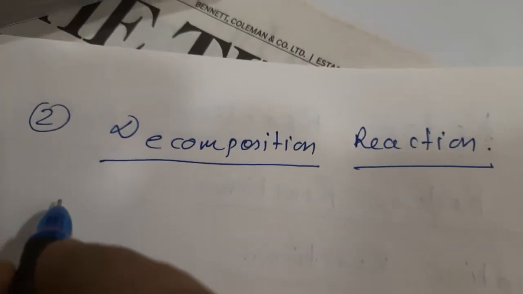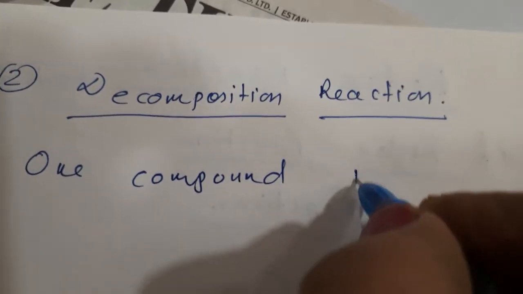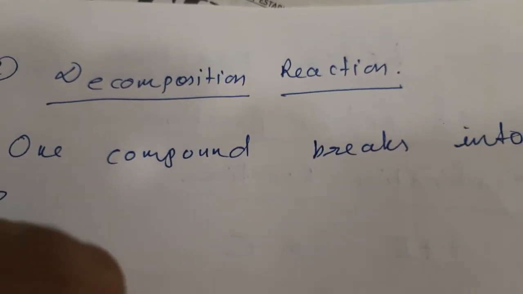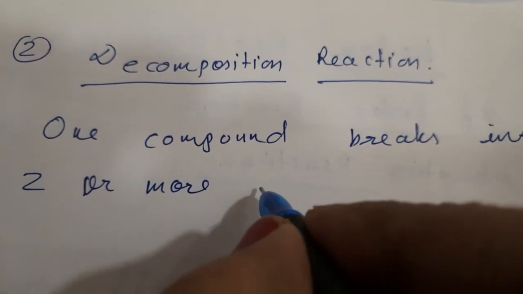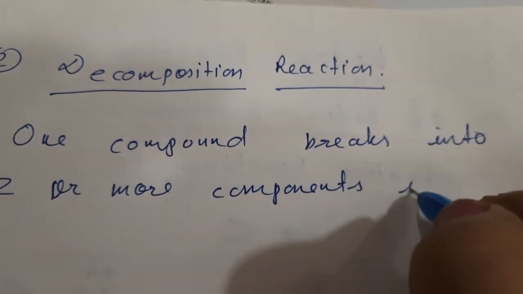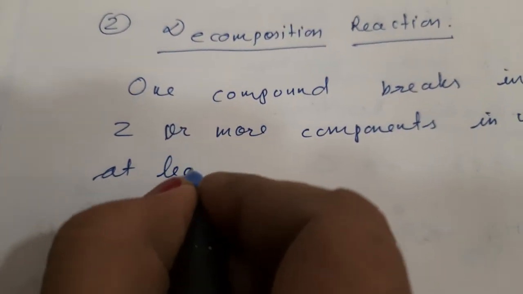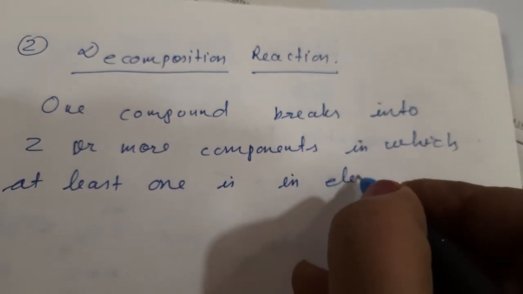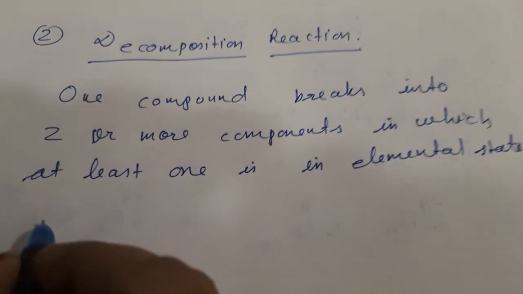Like one compound breaks into two or more products, in which at least one is in elemental state. Clear? So let us take an example.